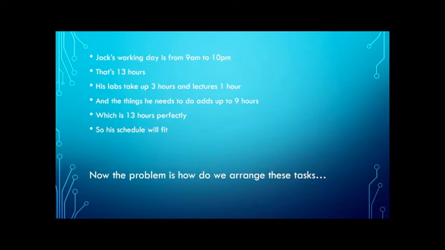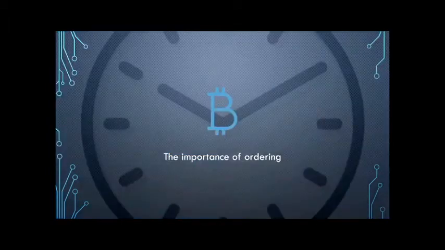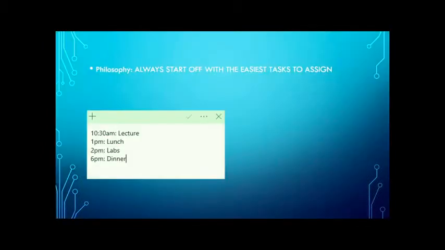So now Jack has all his schedule, and he knows that it'll fit into the slot. But the problem is, how do we arrange those tasks? And that brings on to the second point, the importance of ordering. This is one philosophy that is very useful that I always follow: you want to always start off with the easiest task to assign. If you start off assigning tasks that you're 100% sure are definitely going to go in that slot, then your whole process will be more optimized at the end.